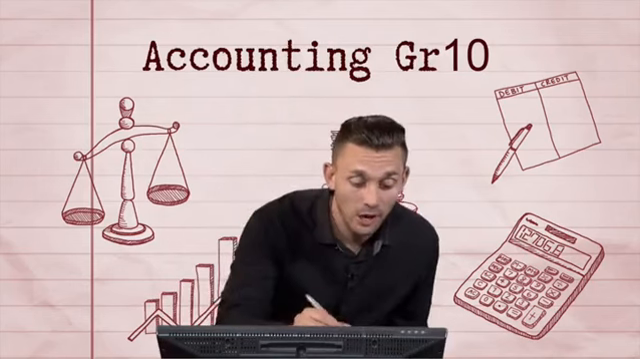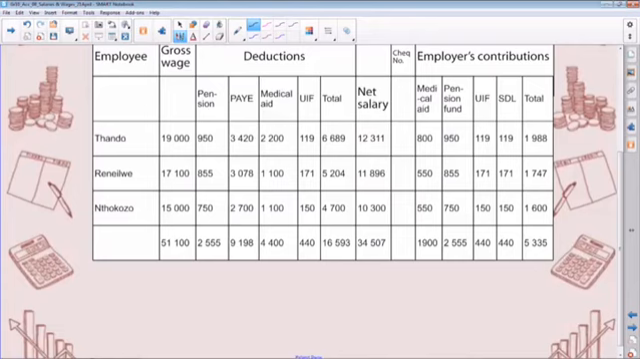Let's look at your answers. Now, number one, the question was, what did Tando receive in her bank account at the end of this month? Now, let's go and look at it. Hopefully, you read it carefully, and you will see number one will be your answer. Your net salary for Tando was 12,311. And that's the money Tando will receive in a bank account. Why? Your net salary is the amount physically received by the worker or the employee.